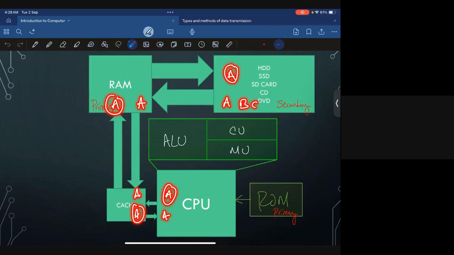Let's suppose this happens for multiple data D. सबके लिए यही काम हो गया, सबके लिए चीजें स्टोर हो गई आपकी सेकेंडरी स्टोरेज. Now, what if I need to run A again?